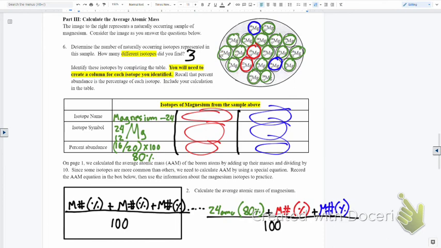This formula is what's going to help you on the questions to come, at the bottom of this page and on the following page. So hopefully this helps.